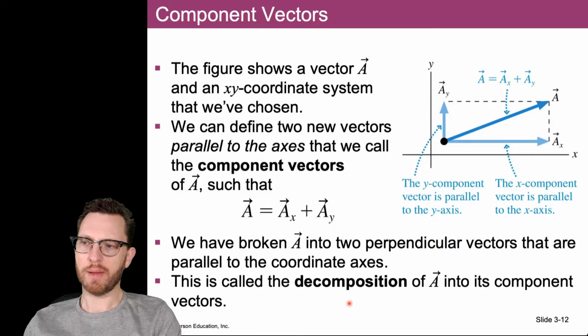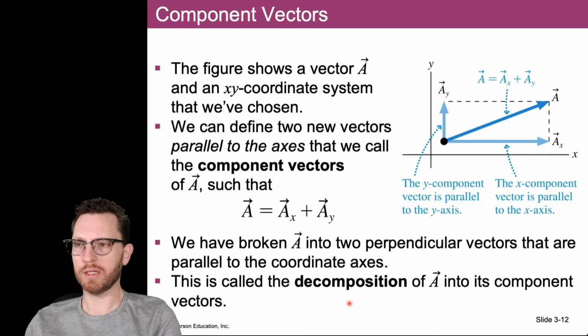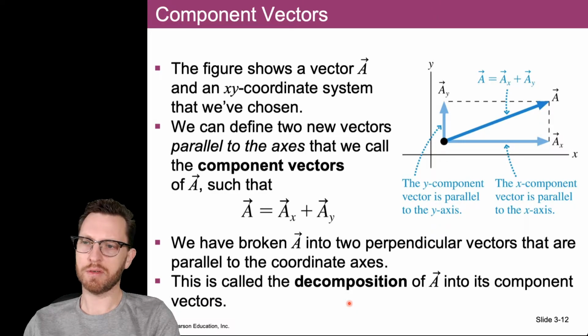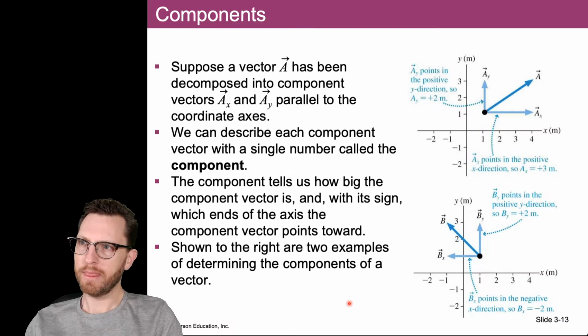This is called vector decomposition, and we're going to use this idea over and over again throughout the course. Any vector that we place into a coordinate system can be decomposed into these two component vectors. Or if we have a three-dimensional coordinate system, it could be broken down into 3 individual vector components. Okay, so suppose we have vector A and it's been decomposed into its vector components, Ax and Ay, parallel to the coordinate axes. Well, then we can describe each component with a single number that we're going to call the component.